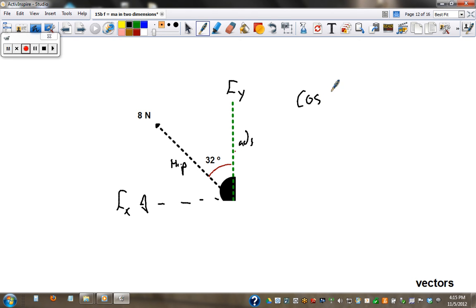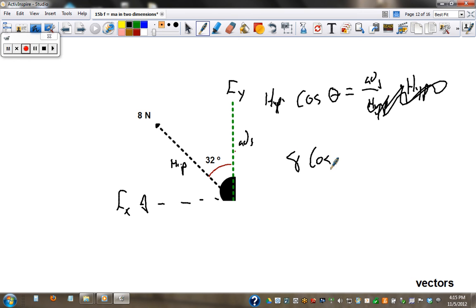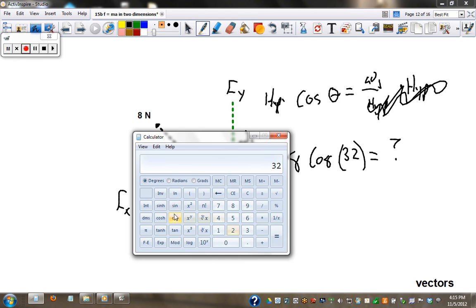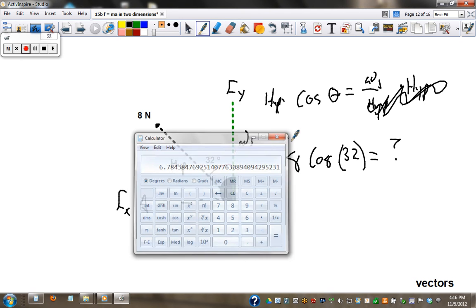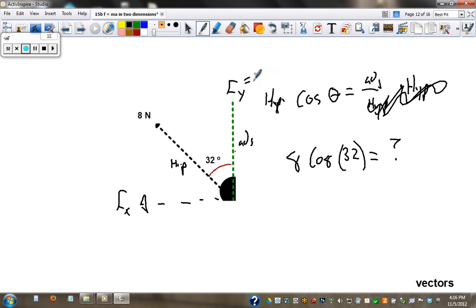So cosine theta equals adjacent over hypotenuse, times the hypotenuse, this erases. Hypotenuse times cosine theta equals adjacent. 8 times cosine 32 equals what we want. Calculator. 32 cosine times 8 equals 6.78. So I know Fy1 equals 6.78.